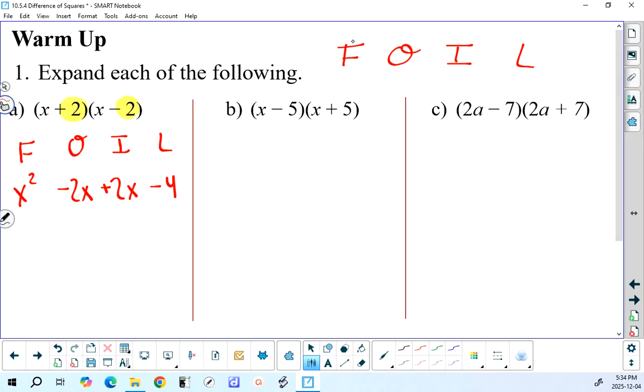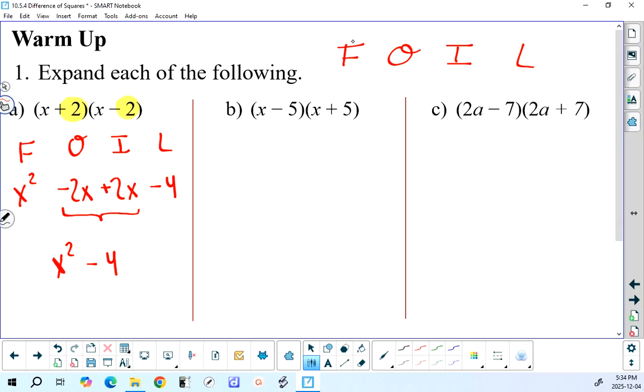And then you simplify. And you always simplify when you have these situations by adding together the outer and the inner. And in this particular case, you get 0x. Negative 2x plus 2x is no x. We don't need to write 0x. We can just summarize our answer by saying it's x squared minus 4.